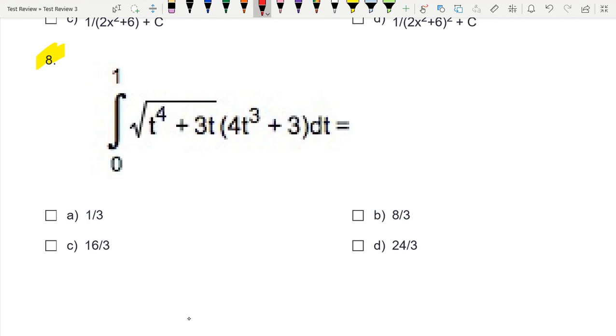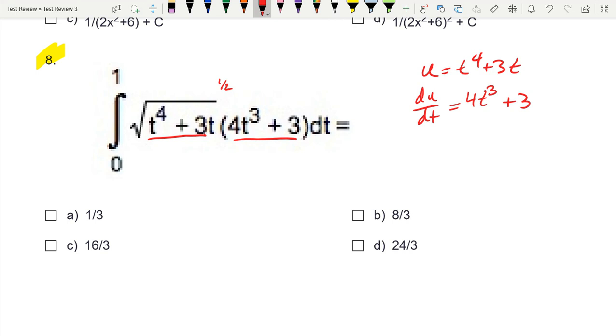As we look at this problem, hopefully you recognize this is a u-sub problem. Because this thing is to the 1/2 power, because it's a square root, we're going to pick that as our u. So our u is t to the 4th plus 3t. Hopefully you recognize that the derivative of that is 4t cubed plus 3. You can see that's going to cancel right there. du over 4t cubed plus 3 is going to be equal to dt.